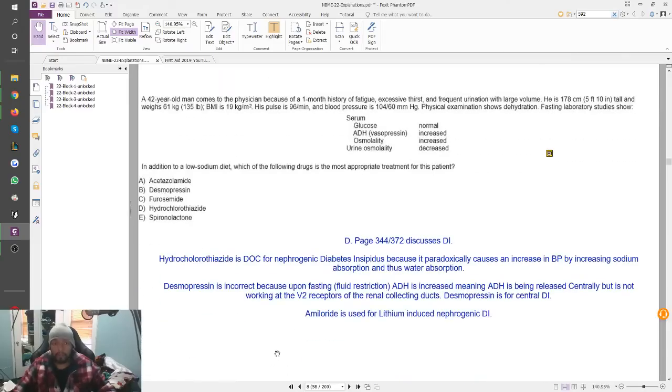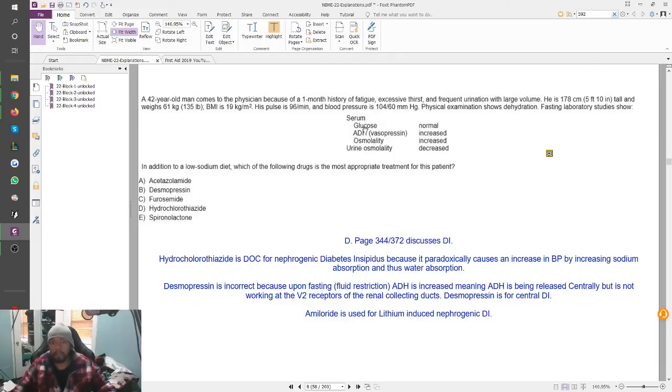This is diabetes insipidus, also a high yield in NBME. A 42-year-old man comes to the physician because of a 1-month history of fatigue, excessive thirst, and frequent urination with large volume. He's 5 feet 10 and weighs 135. BMI is okay. Pulse is 96. Blood pressure is low. Physical exam shows dehydration. Right, so we don't necessarily yet know if it's DM or DI, but then they give you the lab.